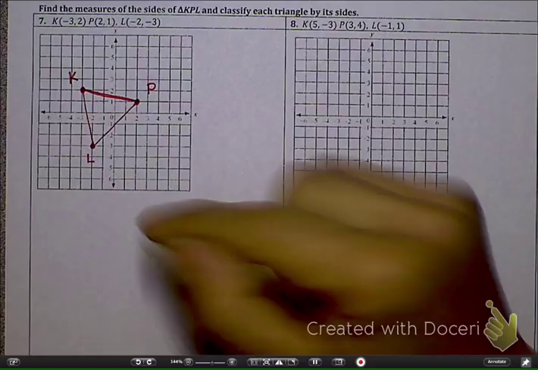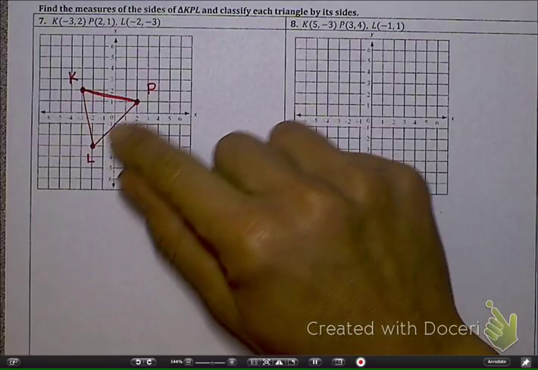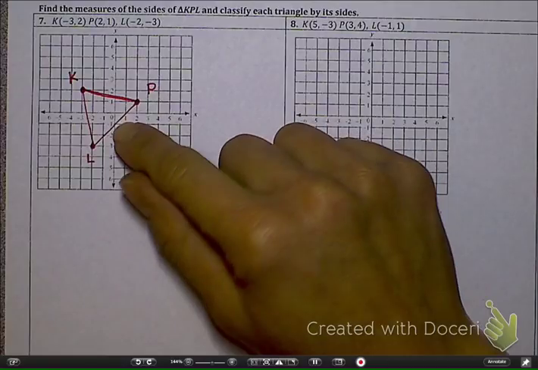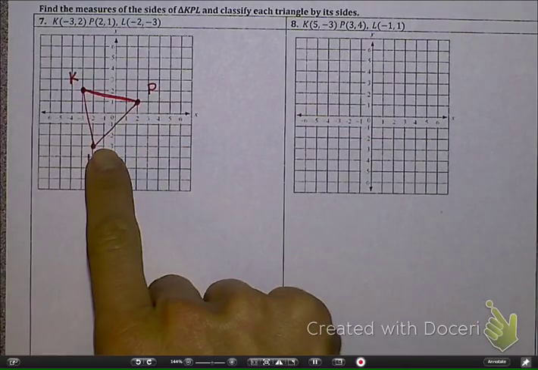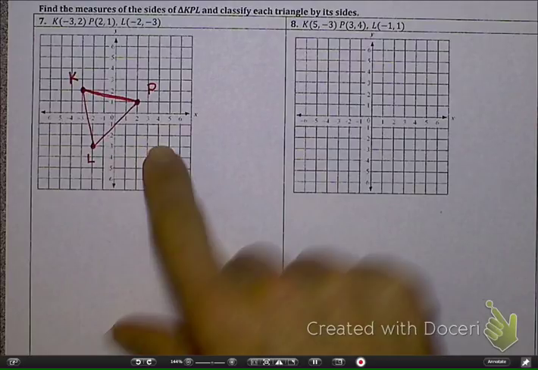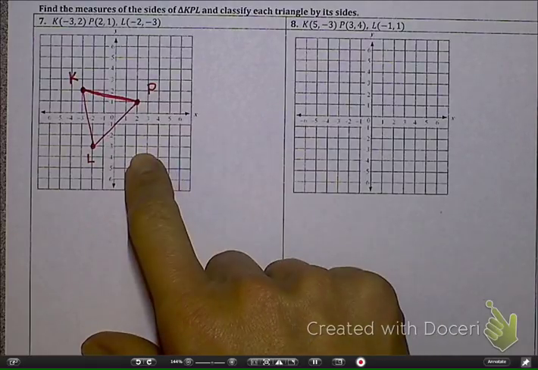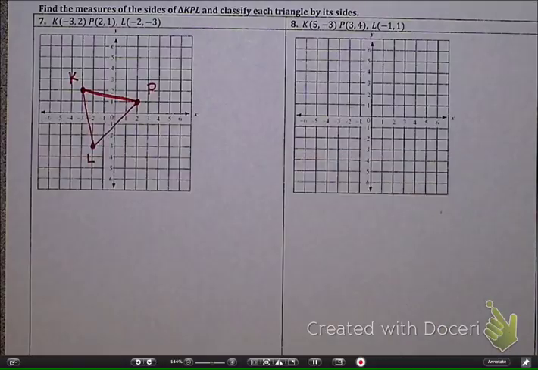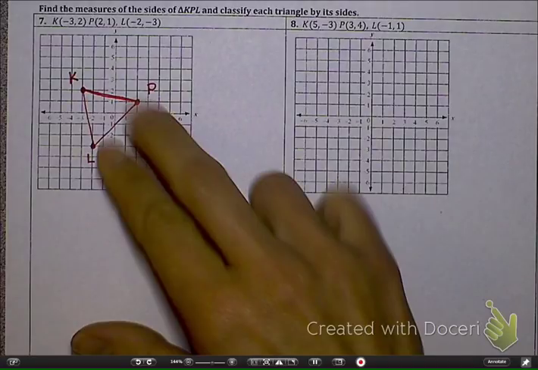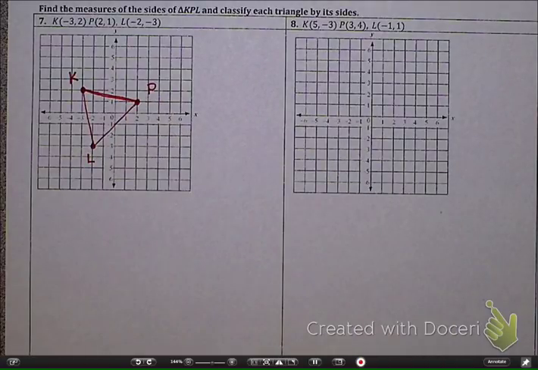Now, can I just count how long this side is when it's diagonal like this? No. If my triangle had been graphed where the points were connected vertically or horizontally, I could have just counted. But because this one is diagonal, I can't count that. Do you remember from the first unit this semester how we find the length of a segment in the coordinate plane? I heard someone say distance formula. That's one way. Does anyone remember the other way? The other way is Pythagorean theorem.